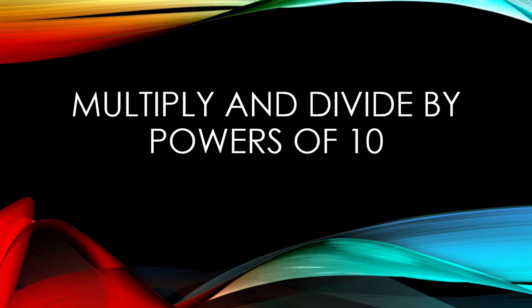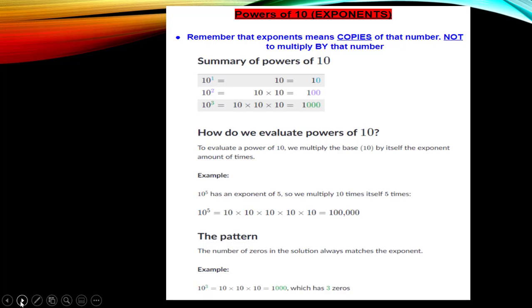We're going to multiply and divide by powers of 10. Okay, so let's talk about what it means when I say powers of 10. Powers of 10 with exponents. Well, when we talk about our exponents, remember that an exponent means copies of that number, not to multiply by that number. So this is what that means.